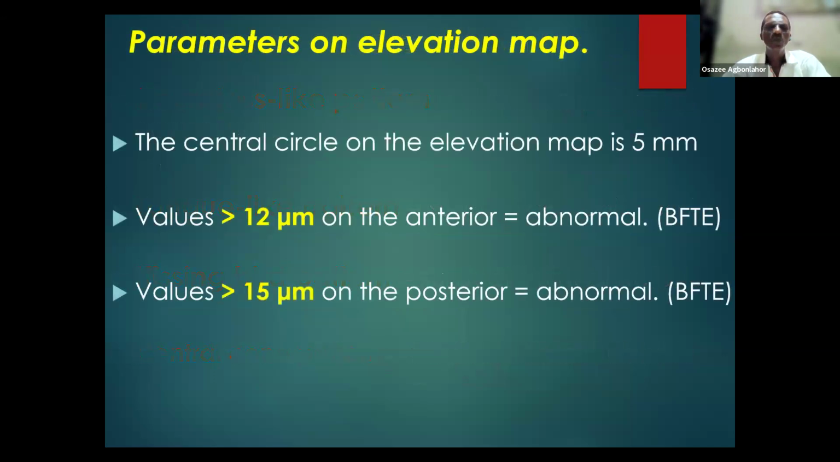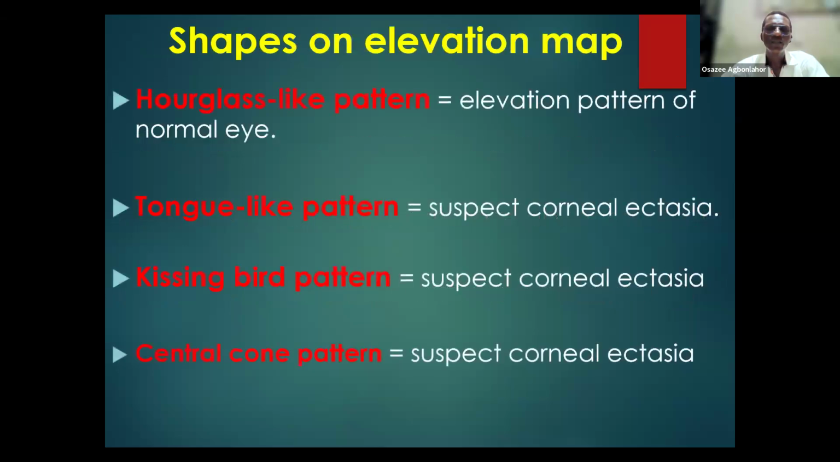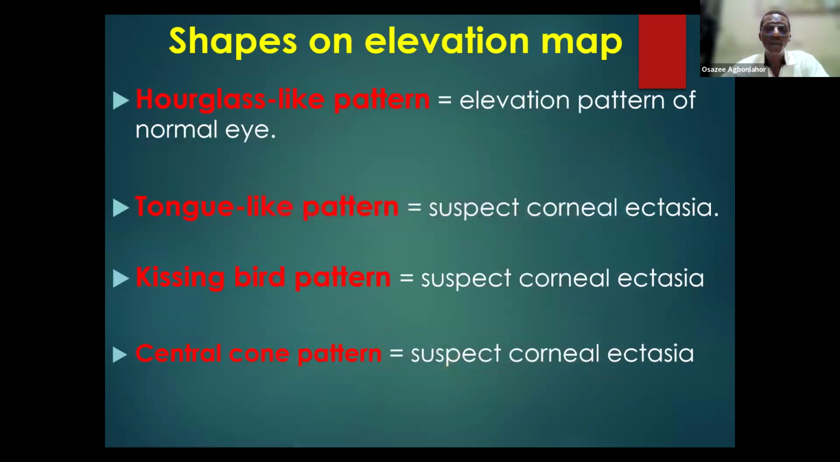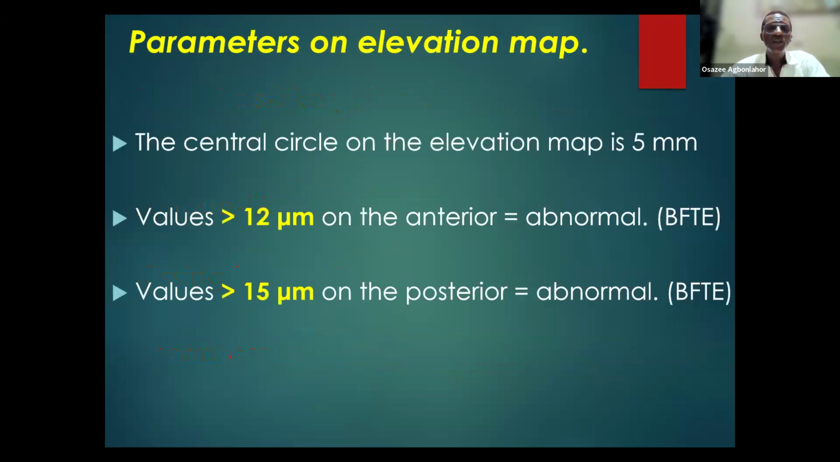So look at the parameters we have here. For the elevation map, the central circle on the elevation map is usually around 5 mm. So that central circle you see here, let me go back to one of these photos. The central circle you see here is actually the central 5 mm. Values greater than 12 microns on the anterior are abnormal, while values greater than 15 microns on the posterior are abnormal. Using these references, using your BFTE reference, that's where you see that as abnormal.